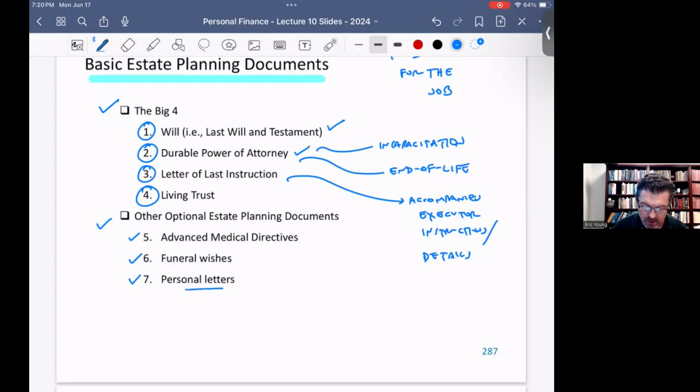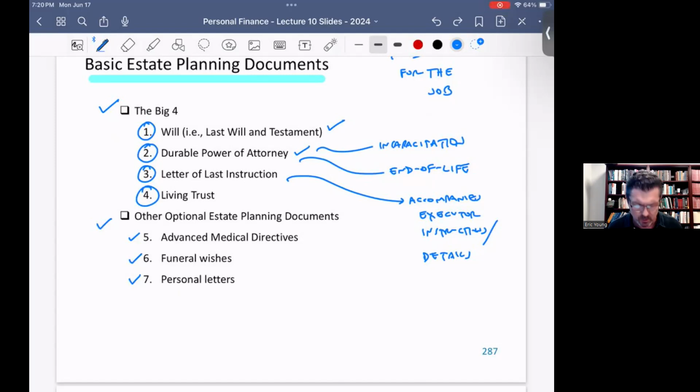Sometimes personal letters are also used if in your will you don't give particular people certain things, or if you have an unequal distribution of assets in your will. Some people use personal letters to also explain their reasoning. But either way, it's one final way for you to say goodbye to people.